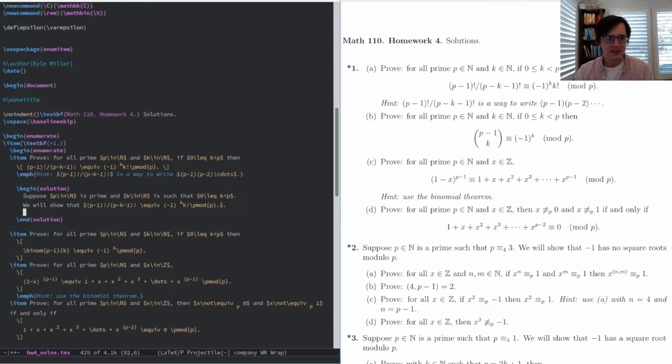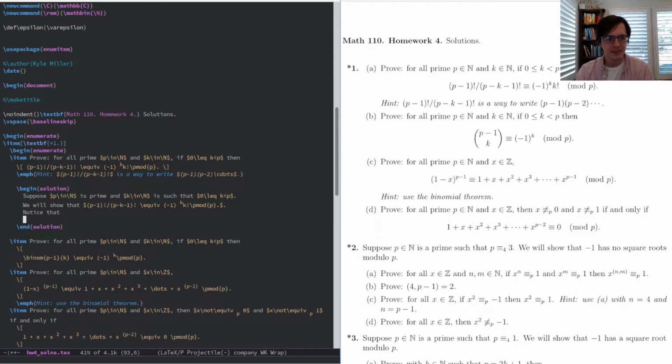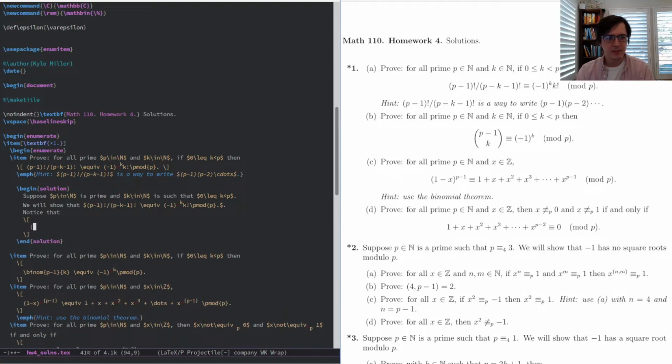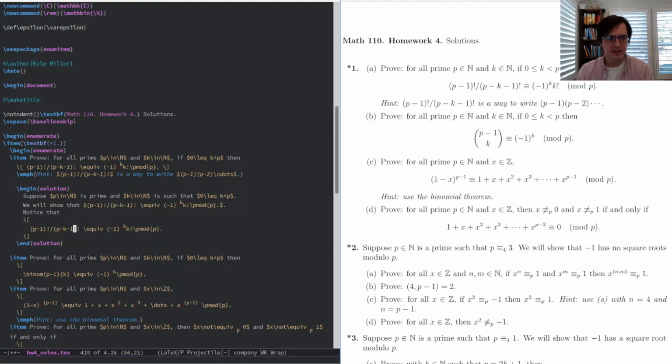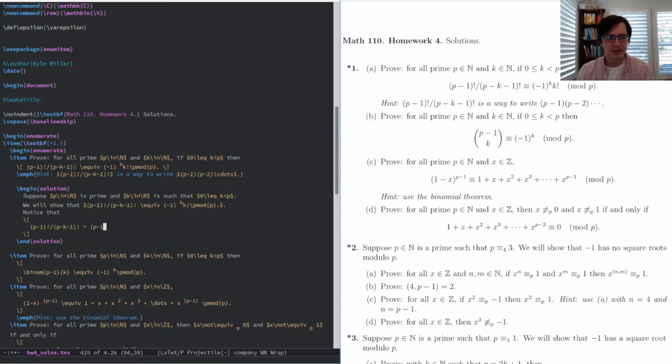Okay, so notice that this quantity is equal to p minus 1, p minus 2, all the way down to, okay, so p minus k minus 1. First of all, let's make sure that makes any sense. So k is strictly less than p, right? So that means that if we do p minus k, we get a number that's at least 1. And if we subtract 1, we get a number that's at least 0. And so we can take the factorial of that, so that's good.